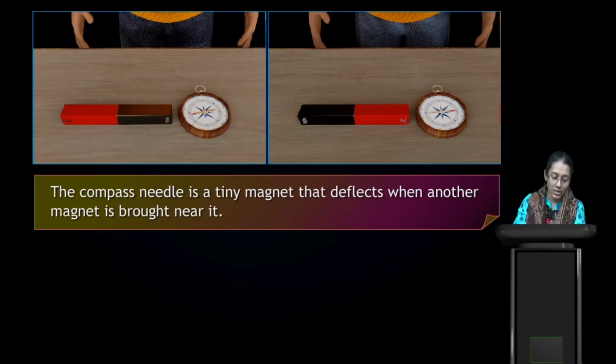Why is this thing happening? Because the compass needle we are talking about, which gets deflected from its original position, is actually nothing else but a tiny magnet. And it gets deflected whenever we bring a magnet near it. So the compass needle is a tiny magnet that deflects when another magnet is brought near it.